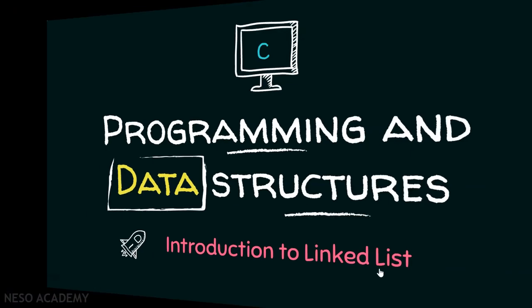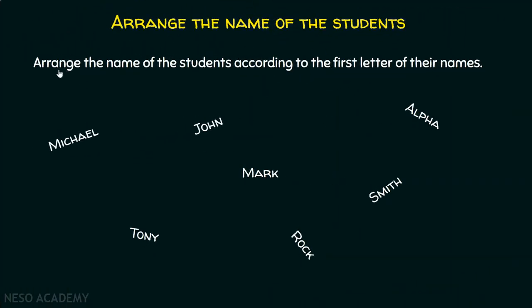So let's get started. Let's say our target is to arrange the name of the students according to the first letter of their names. This is our target. We need to arrange the name of the students. These are the names available with us. We need to arrange them in sequential order, that too according to the first letter of their names.